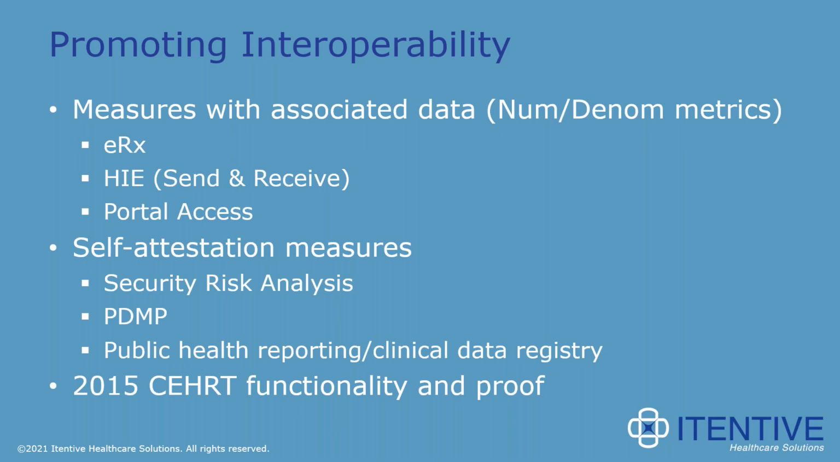So to recap, under PI, you have measures with data. Think numerator and denominator metrics that you track throughout the year, likely using the HQM. So these are going to be things like the e-prescribing measure, your HIE send and HIE receive, as well as your patient portal access. But you also have attestation measures under PI that you simply attest yes to, but then you have to have that documentation to support that yes. So those are things like your security risk analysis, your prescription drug monitoring program, as well as public health reporting.